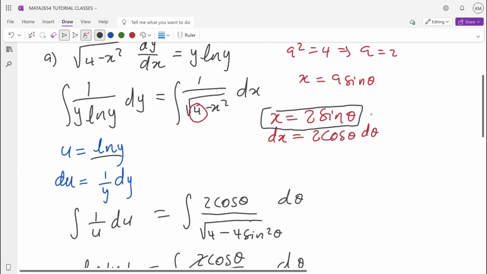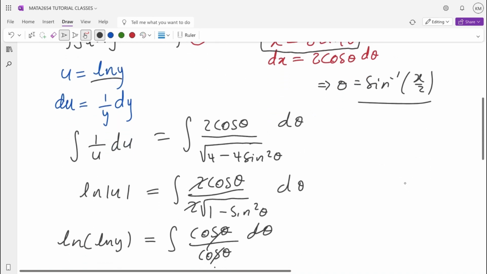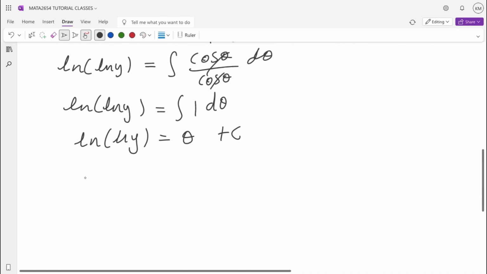So if we make theta the subject of the formula, theta is basically going to be arc sine of x over 2, right? Divide both sides by 2, you will have x over 2, then take sine to the other side. Then theta is basically arc sine of x over 2. So now let's plug that in here. We'll have ln of ln y equals arc sine of x over 2, then plus c.